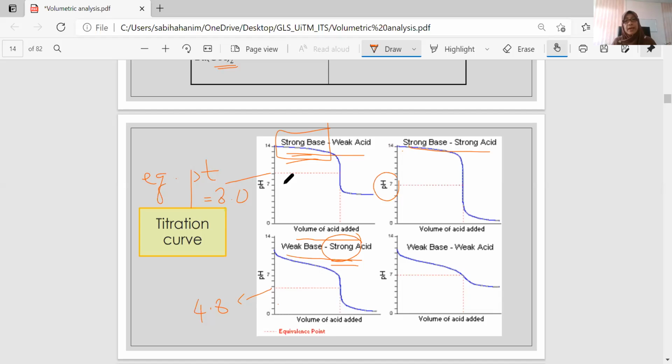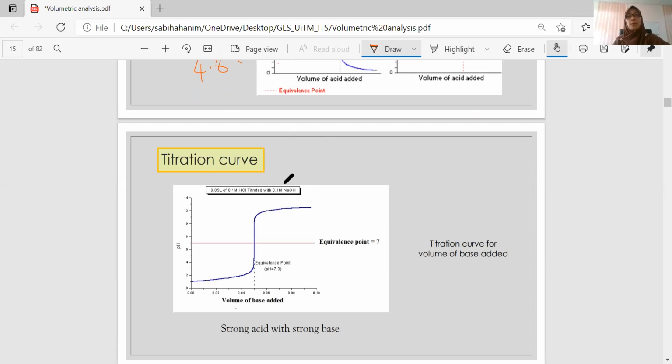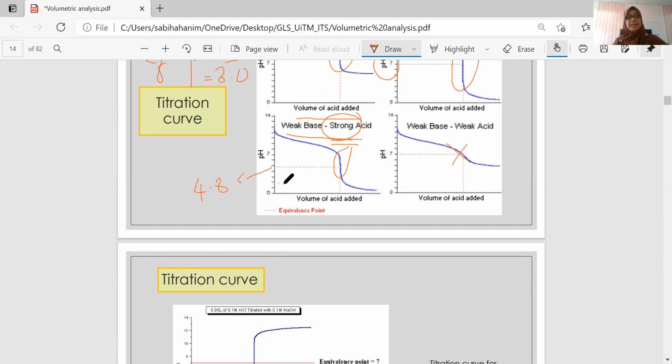How about the weak base and weak acid? Normally, for weak base and weak acid, in actual procedure, we cannot perform the titration, because it is very difficult to find a suitable indicator. To find a suitable indicator, we must at least have this type of stick. If you can see here, at least here we can have. However, for weak base and weak acid, we don't have. So we don't perform the titration for weak base and weak acid. Why? Because there is no suitable indicator.